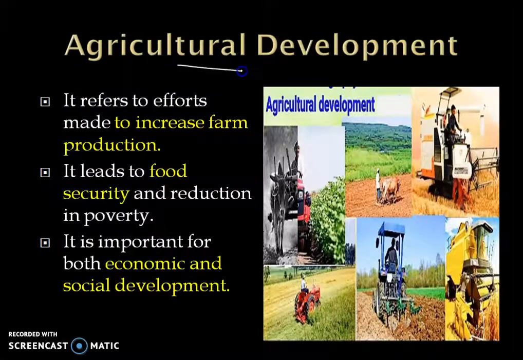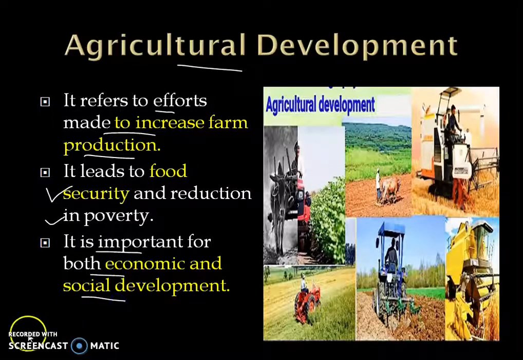Agricultural development means efforts made to increase farm production in order to meet the growing demand of increasing population. It leads to food security and reduction in poverty. Food security exists when all people at all time have access to sufficient, safe and nutritious food. It is important for both economic and social development.